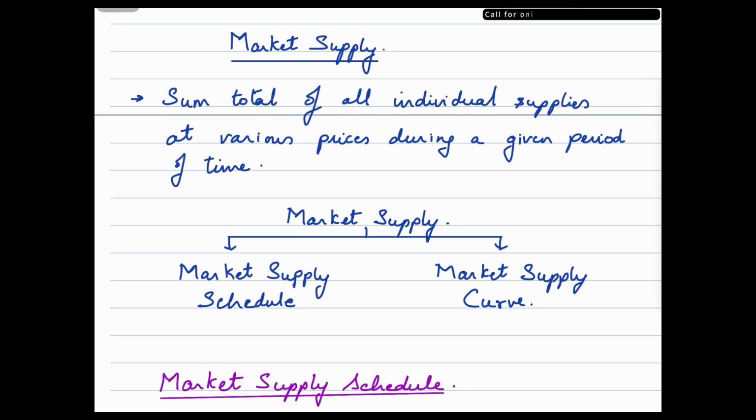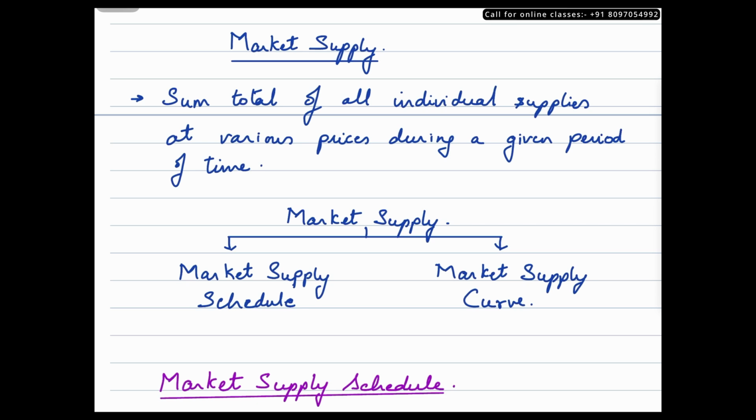Now, market supply is the total of all individual supplies at various prices during a given period of time. What this means is, all individual sellers in a given market, whatever quantity of the given commodity they are willing to sell at various prices during a certain time period, an addition of all those quantities would be considered as market supply. Now we could study market supply through a schedule and a graph.